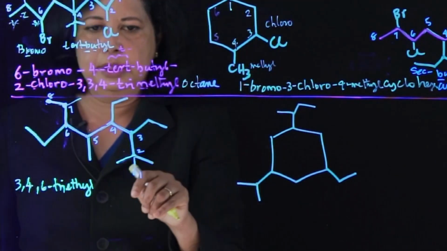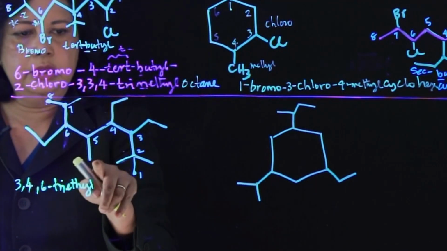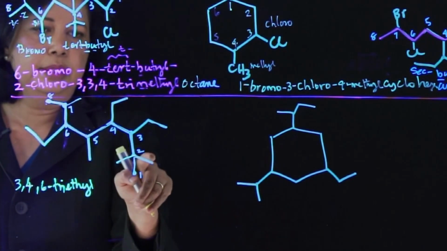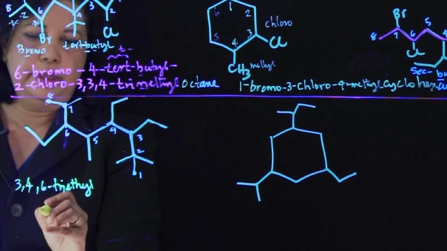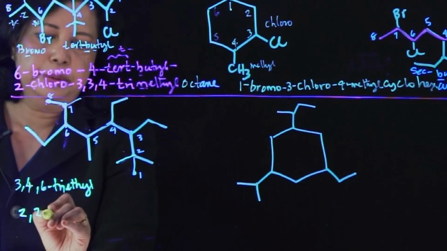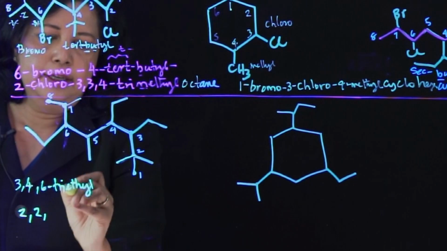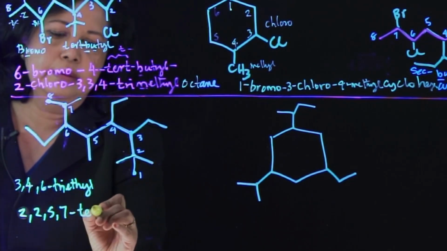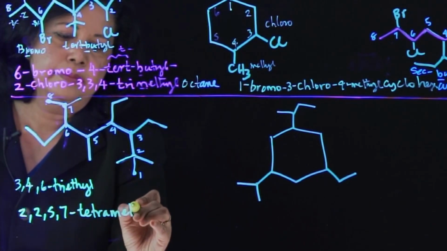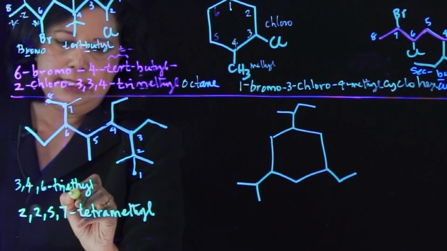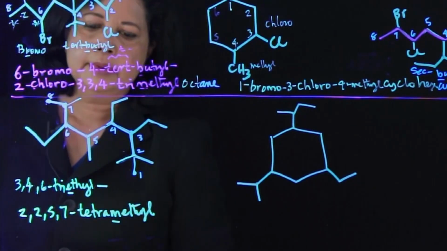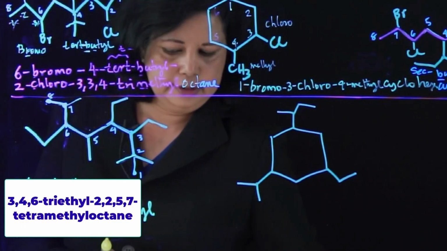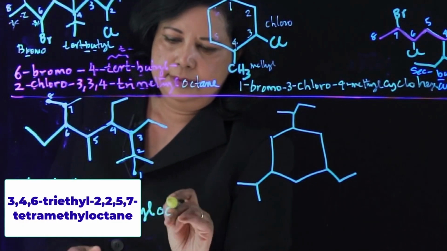Let's look at the others. Who else is on here? You got a branch here, here, here, and here. So 7, and then 5, and then 2, and then 2. So that's going to be 2, 2, 5, 7, and that's 4 tetramethyl. So E before M, and then the parent is going to be octane. So octane.